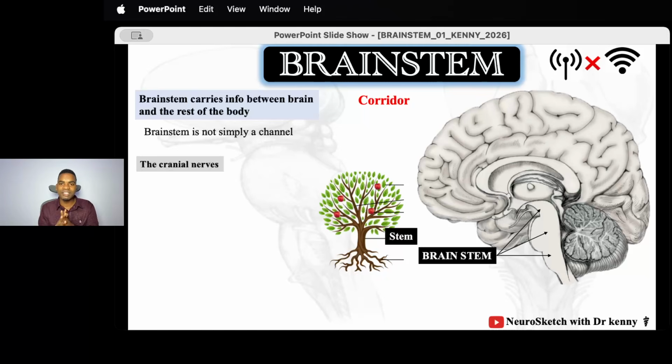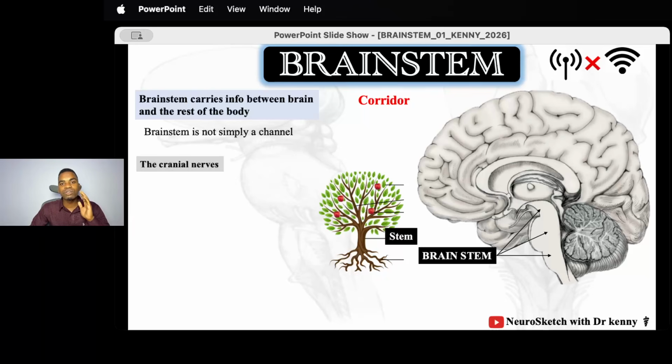Remember, we said nuclei are collections of neuronal cell bodies within the central nervous system. Now, these cranial nerves have their cell bodies deep within the brainstem. So the brainstem is taking care of the function of cranial nerve number 3 to cranial nerve number 12. From cranial nerve number 3 to number 12, they have the nuclei deep within the brainstem.